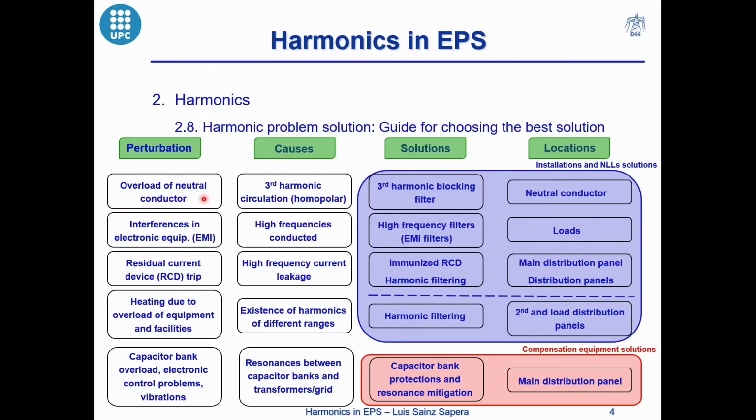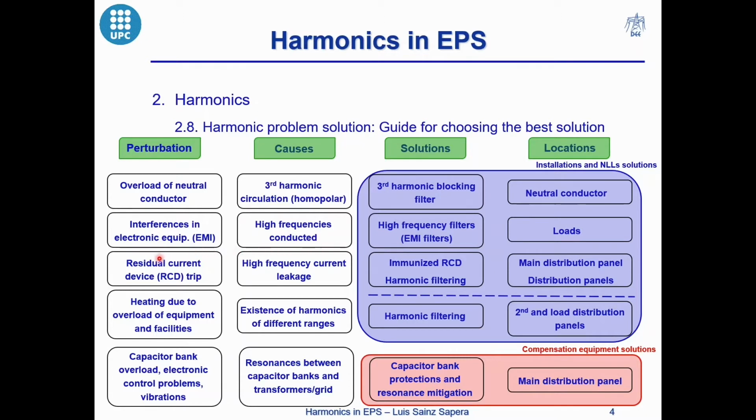The overload of the neutral conductor due to the third harmonic circulation in the neutral conductor current. The solution will be the third harmonic blocking filter placed on the neutral conductor. Another perturbation will be the interferences in the electronic equipment due to the high frequencies conducted. The solution is the high frequency filters located at the load panel.